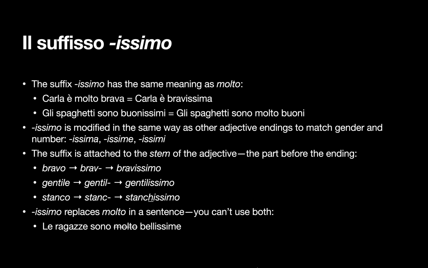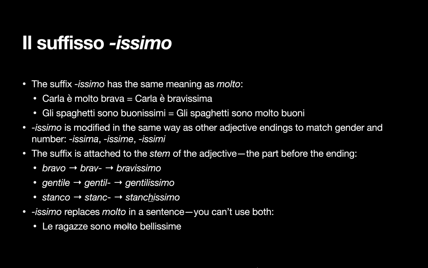The suffix is attached to the stem of the adjective, which is the part that comes before the ending. So in most cases that's just going to be chopping off the last vowel and sticking issimo on there. So bravo, the stem is then brav and it becomes bravissimo. Gentile has the stem gentil and it becomes gentilissimo.